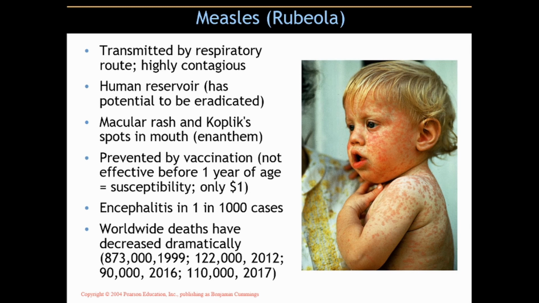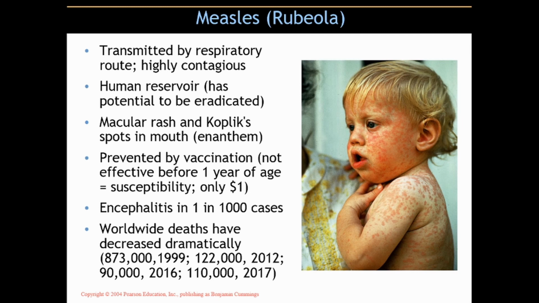It's prevented by vaccination through the MMR vaccine, measles, mumps, and rubella. It's not effective before 1 year of age, and so that equates to susceptibility. Newborns up to 1 year old are susceptible to getting measles. The vaccination just doesn't work because of the poorly developed immune system. The immune system doesn't respond, so no antibodies are made, so it's a waste. We have to wait until the child is 1 year old.